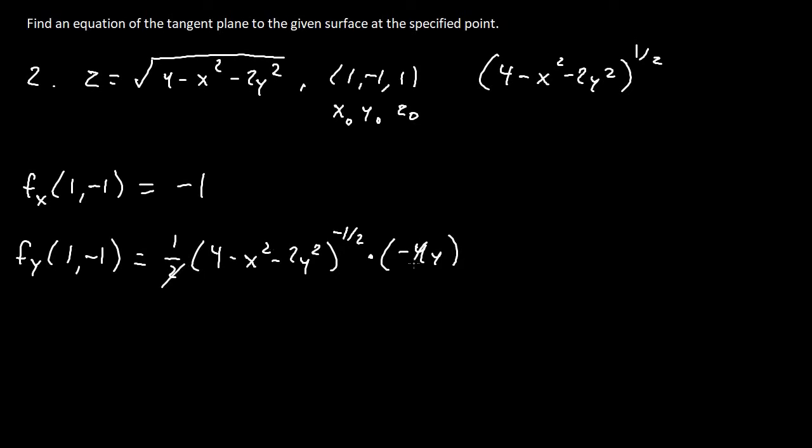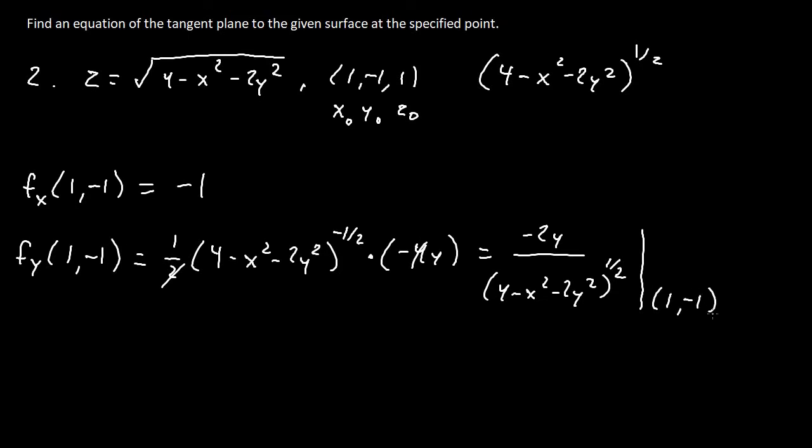So 4 over 2 is going to be 2, so we'll get negative 2y up top over 4 minus x squared minus 2y squared to the positive 1/2 if I move that negative exponent to the denominator. And so we can go ahead and evaluate at x equals 1, y equals negative 1. And so when I do that, up top we'll get negative 2 times negative 1, so that'll give us 2, over 4 minus 1 squared, so that's 1, and then minus 2 to the 1/2. So on the bottom, as before, we got 1, and then up top we'll get 2, so 2 over 1 will give us 2.